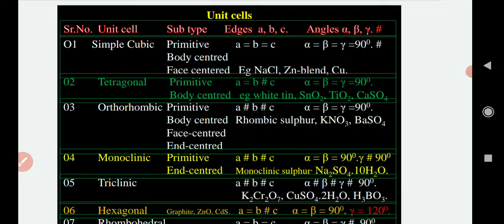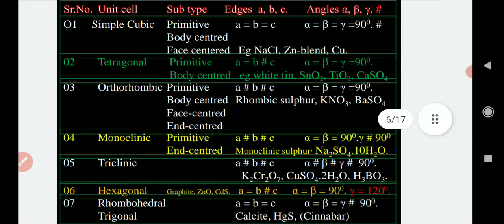First is simple cubic, which has the 3 sides equal and the 3 angles equal to 90 degree. Second is tetragonal, which has A = B not equal to C and the 3 angles 90 degree. Orthorhombic has A not equal to B not equal to C and the 3 angles 90 degree.